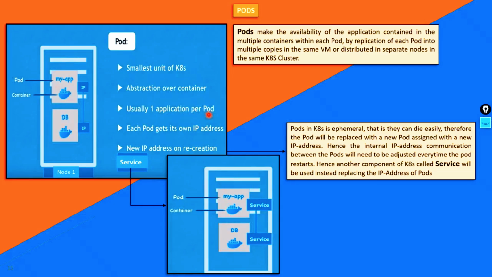Usually, I will have one application per pod. It is the thumb rule. You should not have more than one application inside one pod. It is not preferred. Each pod gets its own IP address. Yes, you can see the IP address.